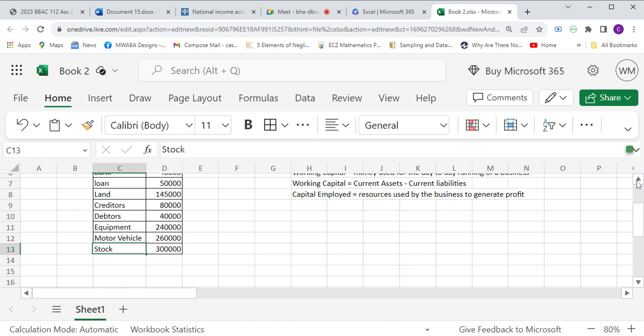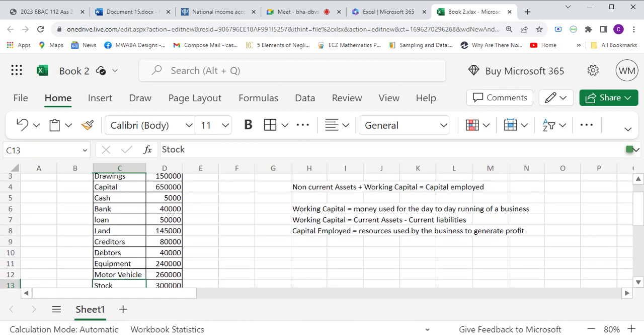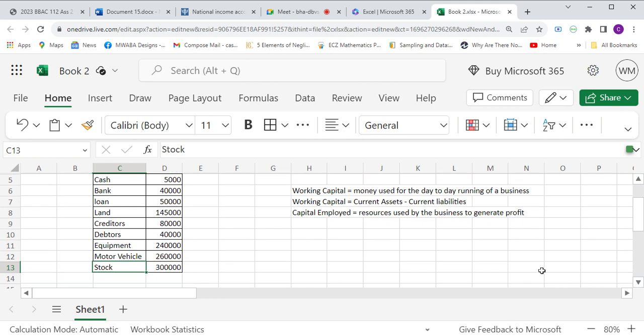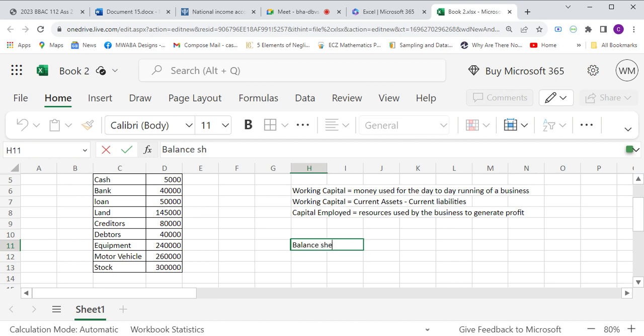So let's make our balance sheet. So the first thing that we're going to put in our balance sheet, first we put the title. So say balance sheet for X Limited as at 31st December 2022.